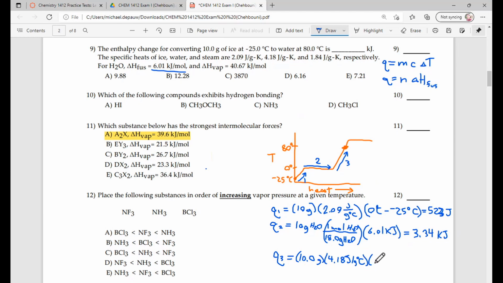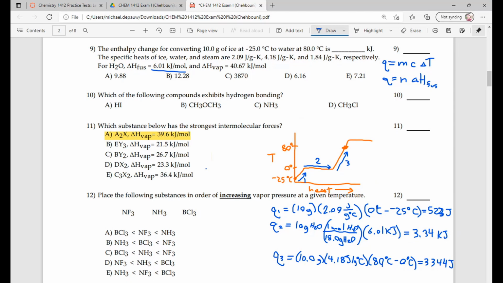And it's final minus initial, so the final temperature is 80. And the initial is 0. 80 degrees minus 0 degrees. And that's going to give me what? 3,344.